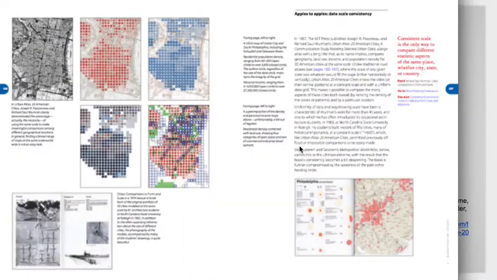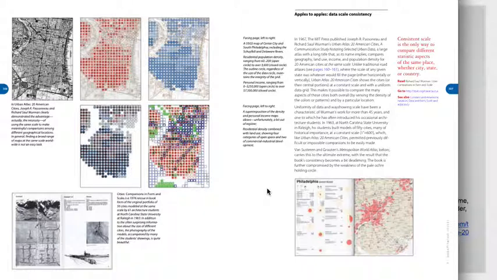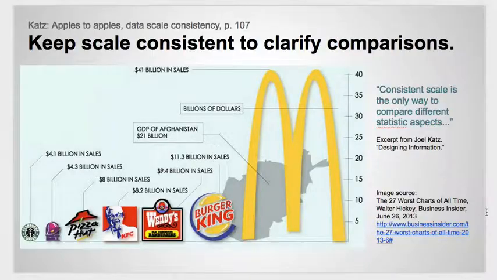In Apples to Apples, Data Scale Consistency on page 107, Katz states, "Consistent scale is the only way to compare different statistic aspects of the same place, whether city, state, or country." I believe his point can be illustrated with this chart, mentioned by Walter Hickey in the 27 worst charts of all time in Business Insider. There are several problematic design choices in this graphic. First of all, logos are not proportionate to the amount of sales.